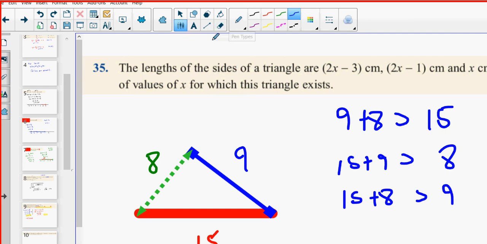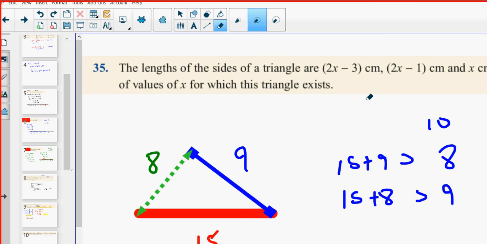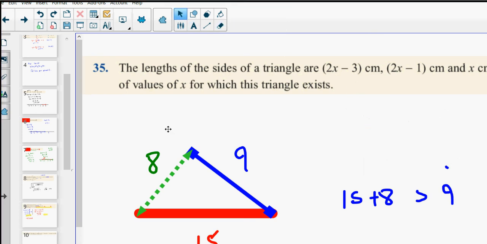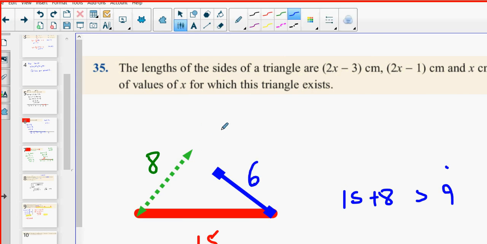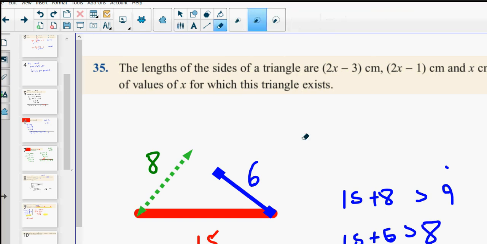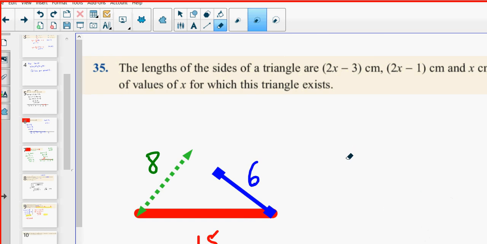Because technically, do you remember we couldn't make it, lads? Remember we couldn't make it? Because look, if that was 6, I bring this back down to 6. We know that's not a triangle, don't we? And look, 15 plus 6 is still bigger than 8. That doesn't prove anything, does it? So what do you have to do? You have to pick the 2 smallest sides and say they're bigger than the biggest side.